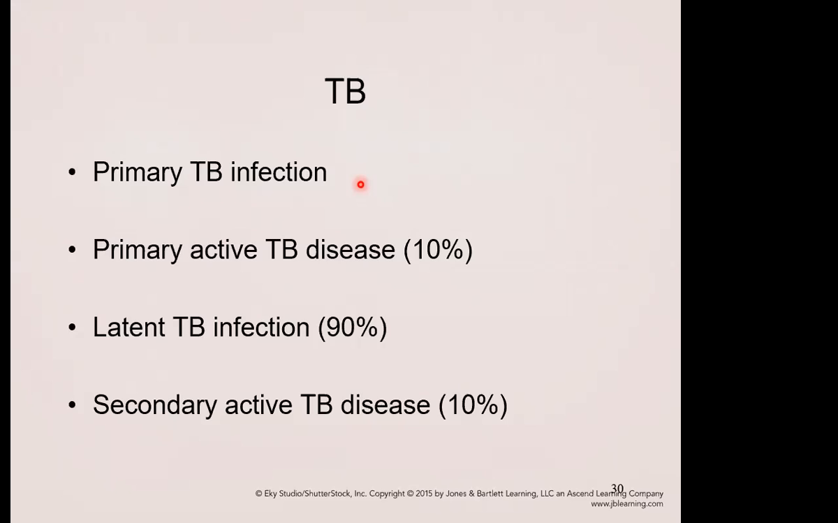So you call that latent. And then later in life, let's say somebody has some sort of immunocompromisation. They become pregnant. They get old. They take steroids. Then TB can come back. But that's only going to be 10% of the 90%. So most people who get TB in their bodies don't develop the disease.